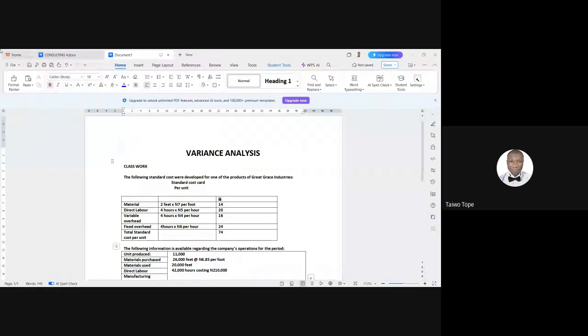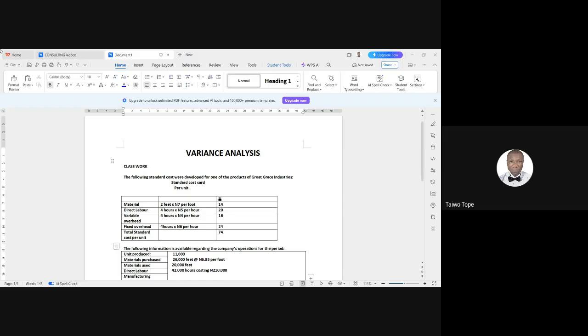So when you're talking about material price variance, what are you to look out for? What are the two variables that are of utmost concern? Standard price and the actual price, to be weighted by what? The actual quantity purchased.